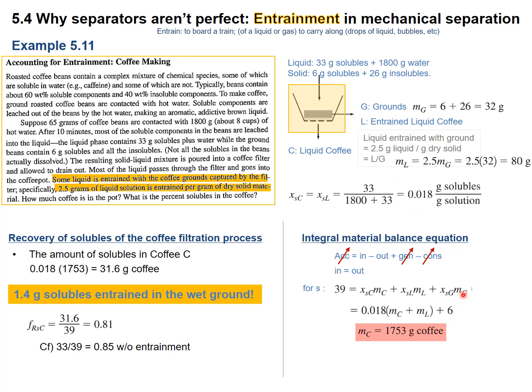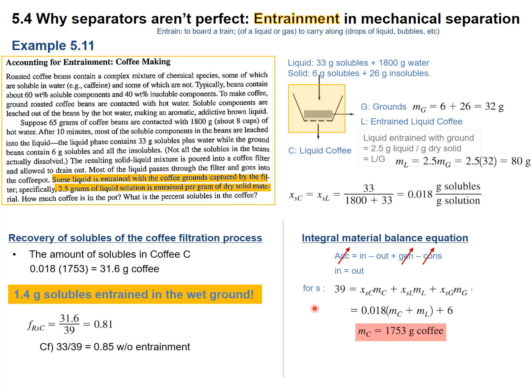And then you could calculate the mass of liquid coffee, because we know the value of the mass of L stream here. So finally, we could get the coffee at 1753 gram in your big cup. Okay, then we have calculated everything.